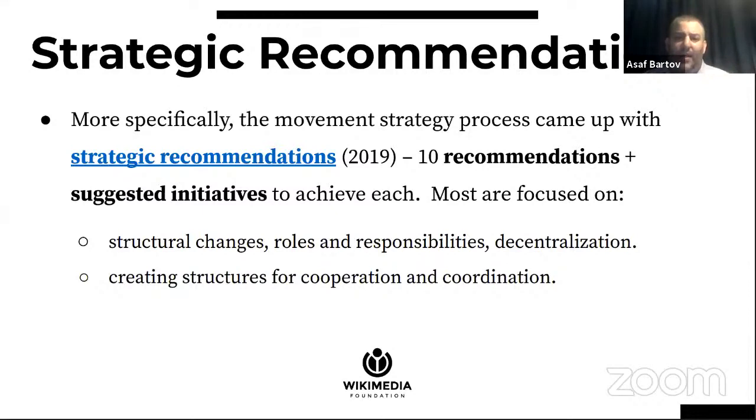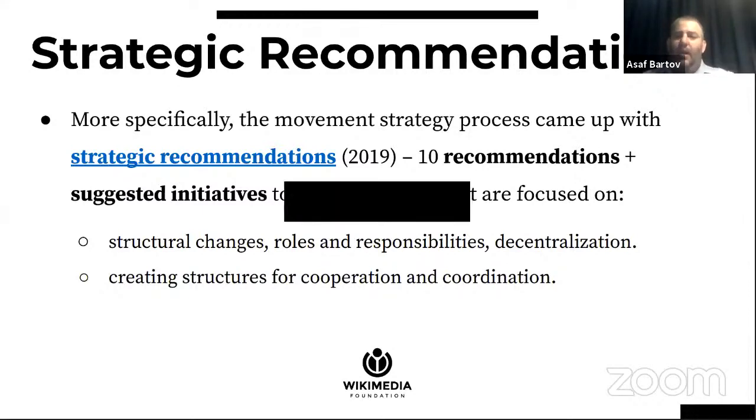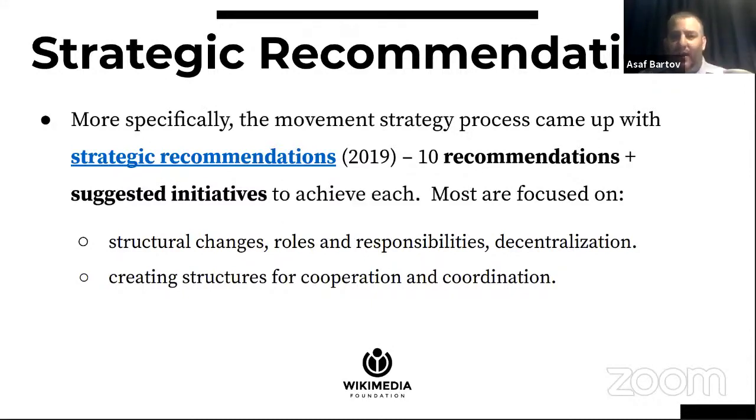At the same time as wanting to decentralize and share power, that itself amplifies the need for cooperation and coordination, right? When things are decentralized, coordination becomes even more important than it is today, when we have a relatively centralized structure. So that's my one slide summary of the strategic recommendations.